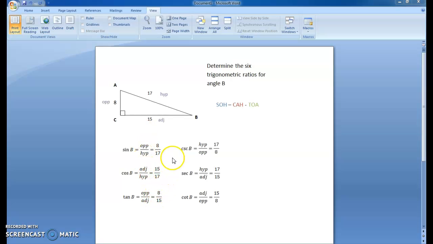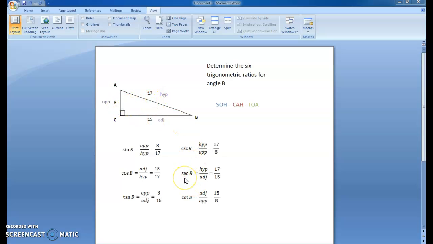So the next three trig functions are very similar, but the only difference is that they are the reciprocal of these trig functions over here. So let's see, cosecant would be the reciprocal of sine, which is opposite over hypotenuse, so the reciprocal would be hypotenuse over opposite, and that gives us 17 over 8 if we look here.